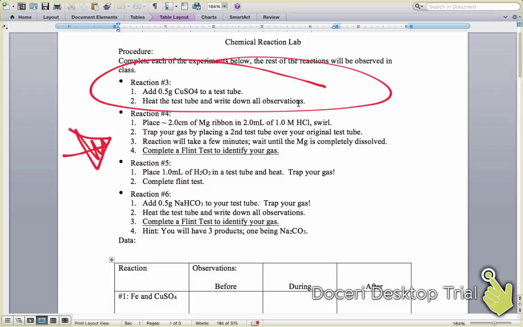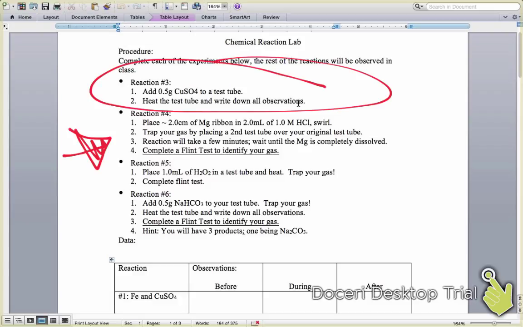And then your partner is going to grab a second larger test tube that'll fit over the top, and you're going to place the opening over the opening of the smaller test tube, so that it will collect some of the hydrogen gas that you're going to be testing. Because here in just a second, I'm going to show you a video where it shows you how to test to see what the identity is of the gas you're producing.